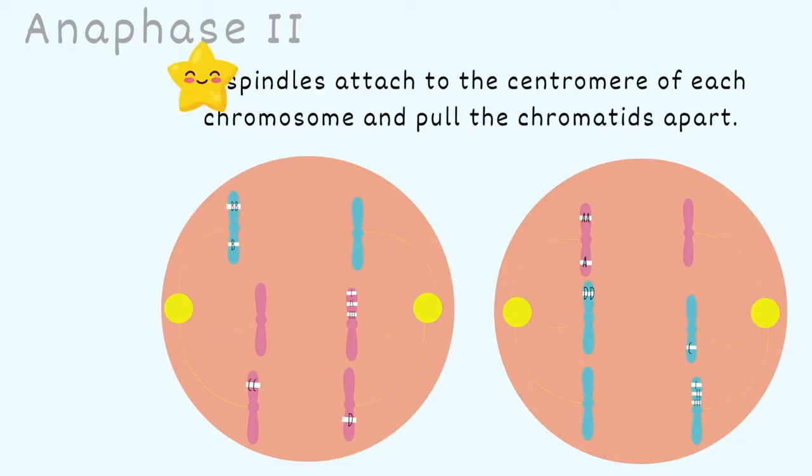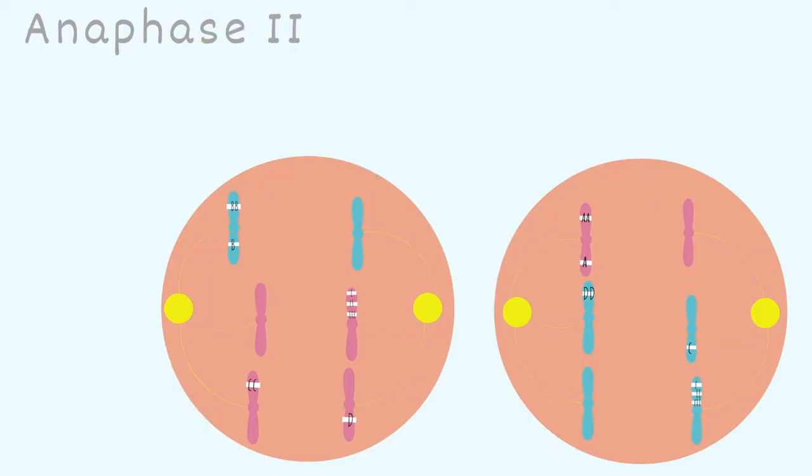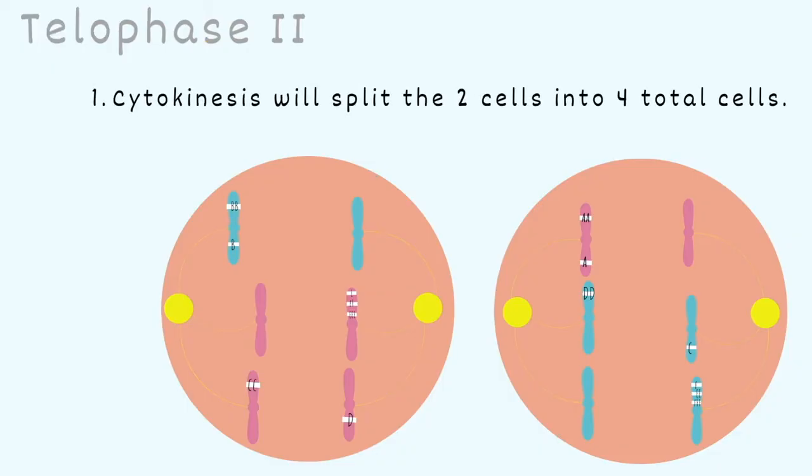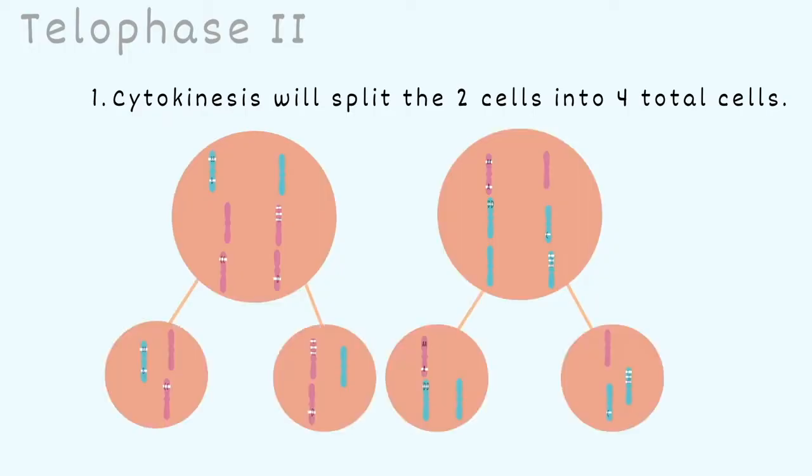At this point in anaphase 2, we have 23 chromatids, which is equal to 23 chromosomes here, here, here, and here. Side note, in case you forgot, we count the number of chromosomes by the number of centromeres present, so that's why we have 23. After anaphase 2, the cell moves on to telophase 2. Here, cytokinesis will split these two cells into 4 total cells. So these two will each split and make 4 haploid cells.